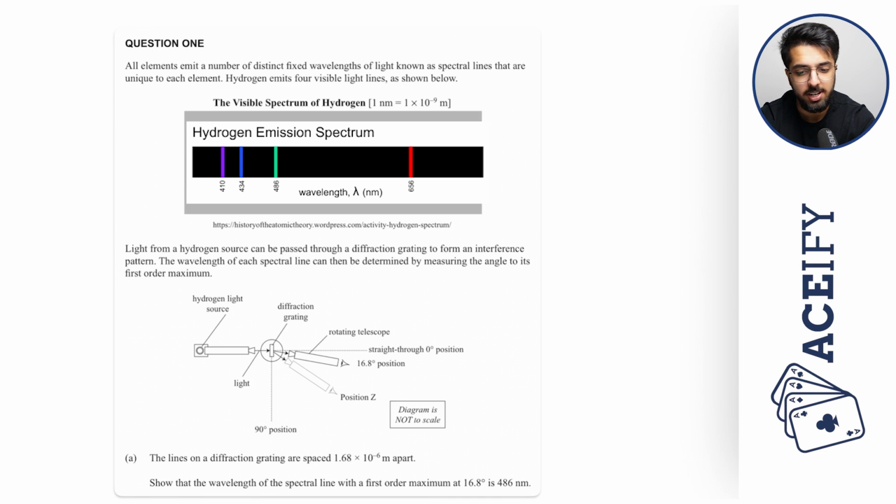The lines on a diffraction grating are spaced 1.68 times 10 to the 6 meters apart, show that the wavelength of the spectral line with the first order maximum at 16.8 degrees is 4.86 nanometers.